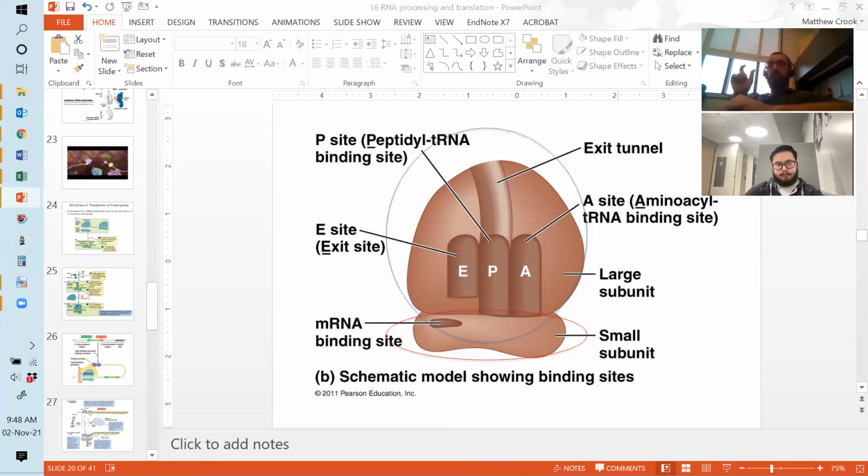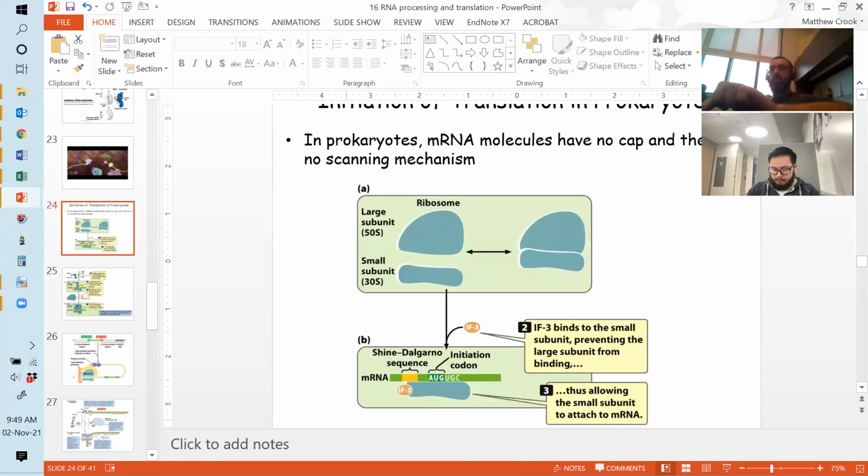So it's basically a small stretch of mRNA sequence, As, Us, Cs, and Gs of some sort. I don't actually know what the sequence is, which says this is where you go to the small subunit. And so part of the small subunit recognizes that based on shape and sequence, I guess, and always assembles directly over the start codon.